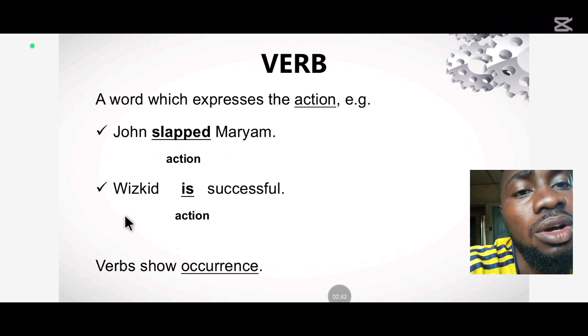Another example: Whisked is successful. Is is the verb because it is showing that whisked just got successful, that something happened. Verbs show occurrence.